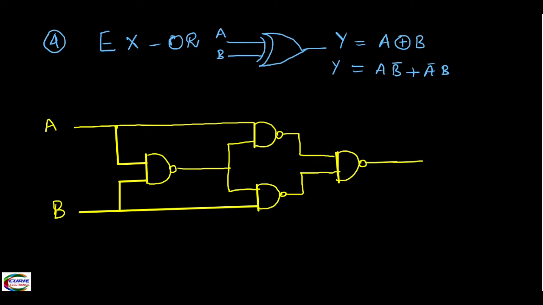Now here we will get the output as A exclusive OR B. Now do not worry much about how these equations are coming. We will be learning in Boolean algebra.